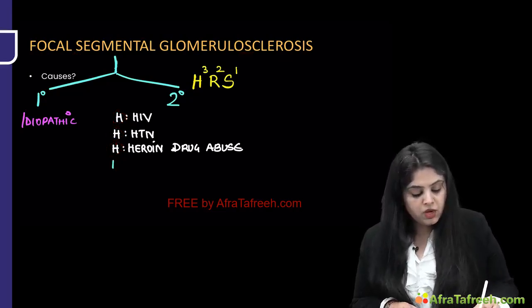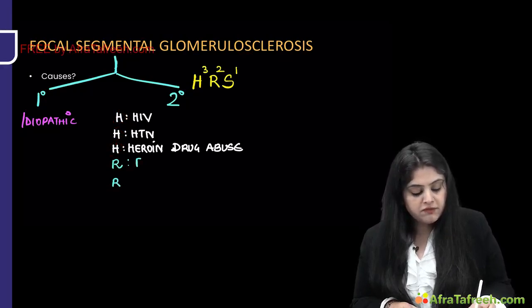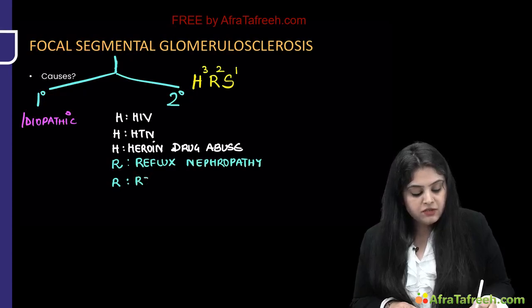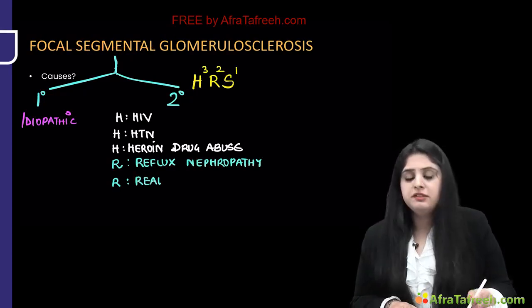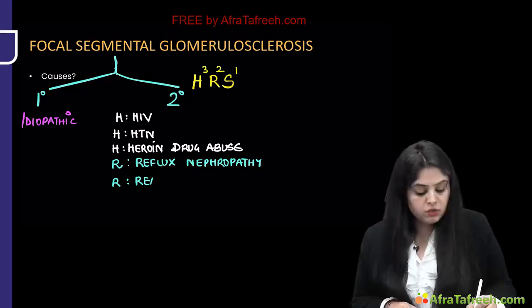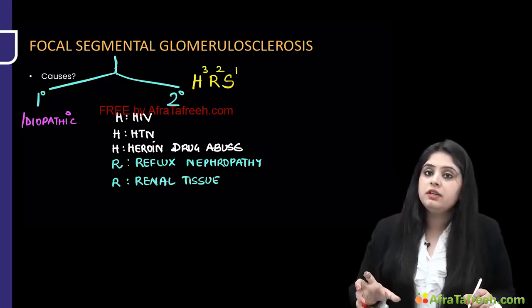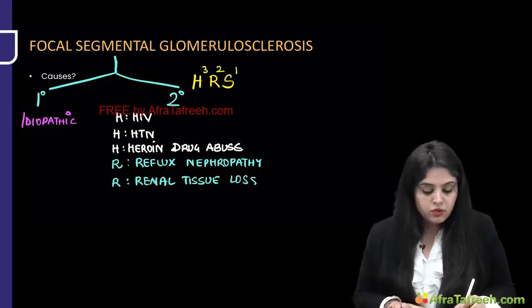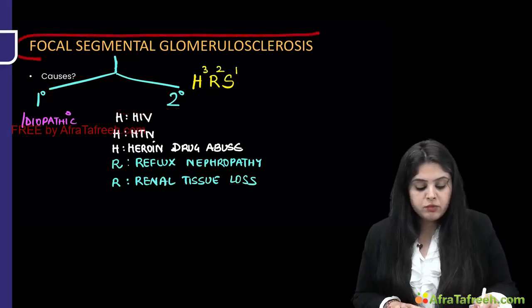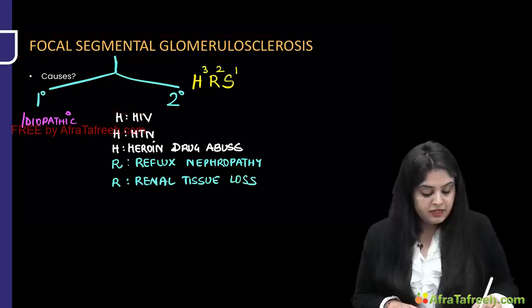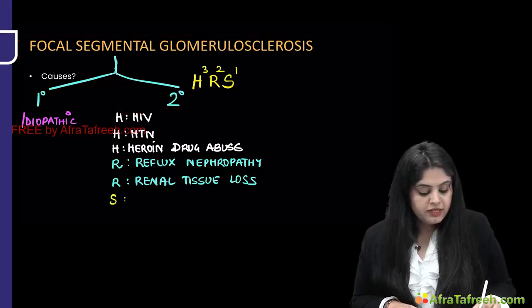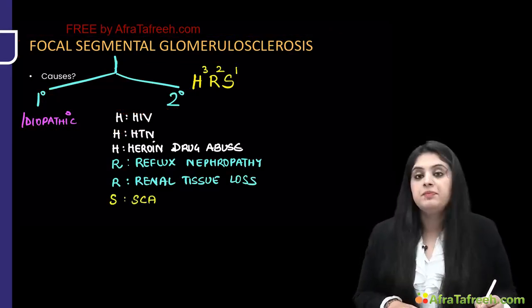Now we move on to the 2Rs. Whenever there is a case of reflux in the kidney, in simple words, reflux nephropathy, that causes FSGS. And also if there is any renal tissue loss for whatever reason, maybe because a cancer patient had to undergo a surgery and renal tissue was lost, or someone is born with only one kidney. So any kind of renal tissue loss, whatever is going to be left is going to result in FSGS. Finally, we come to the S, and what is the S? It is a case of sickle cell anemia.